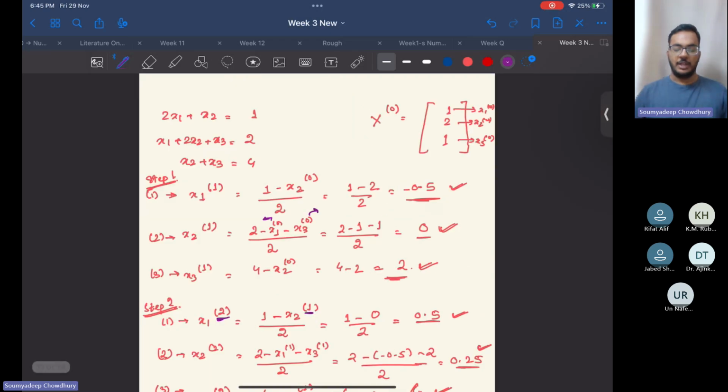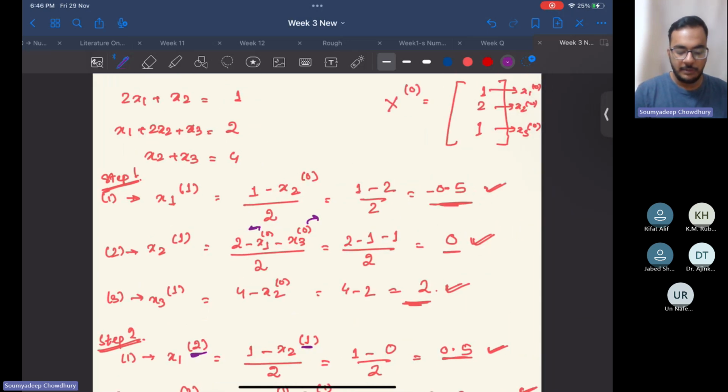So the first step in the Jacobi method is, from each of these equations, we will find an expression for each of these variables. Here there are three unknowns, x1, x2 and x3. From the first equation, which is 2x1 plus x2 equals 1, we will find x1 in terms of the other variables x2 and x3. So here you can see x1 will be equal to 1 minus x2 upon 2.